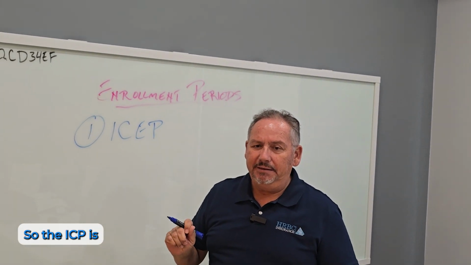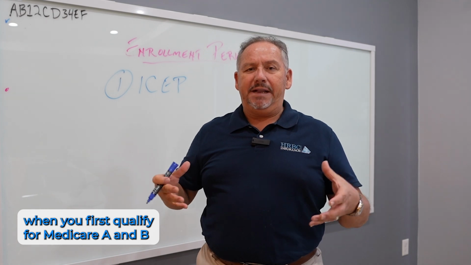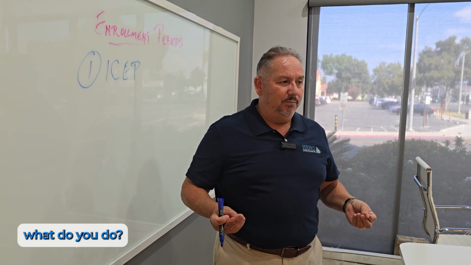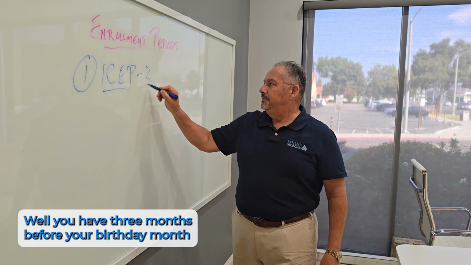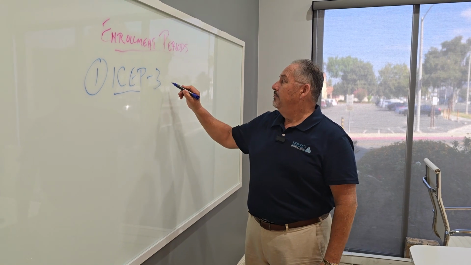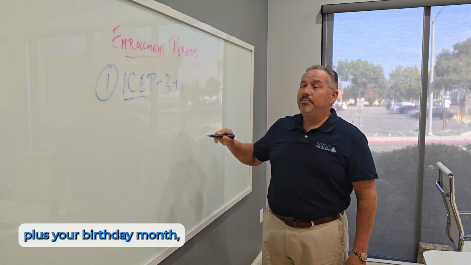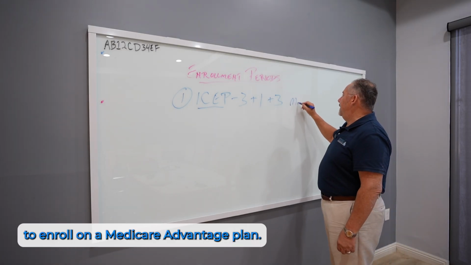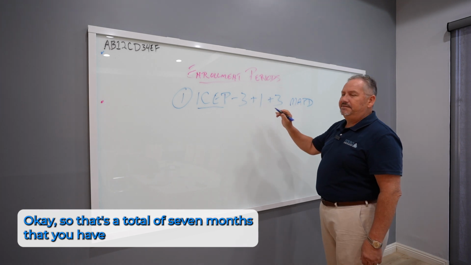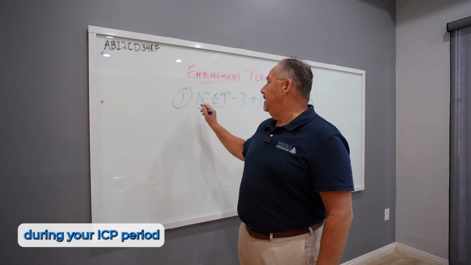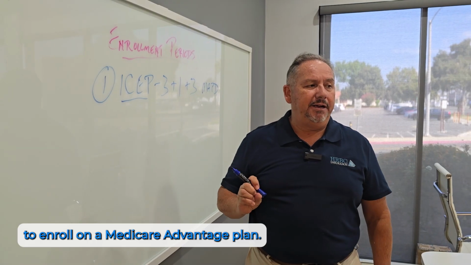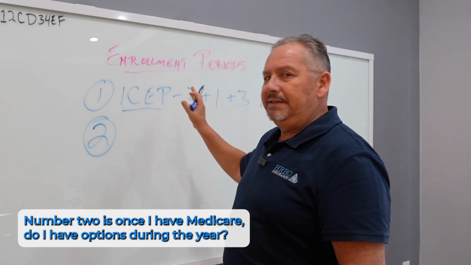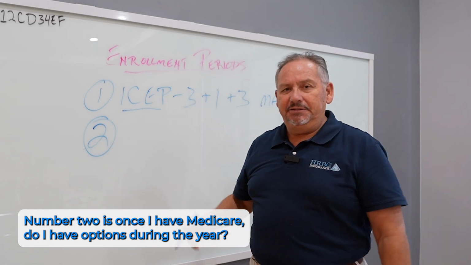So the ICEP is when you first qualify for Medicare A and B. When you get your A and your B, you have 3 months before your birthday month, plus your birthday month, plus 3 months after your birthday month to enroll on a Medicare Advantage plan, okay? So that's a total of 7 months that you have during your ICEP period to enroll on a Medicare Advantage plan. That's number one.